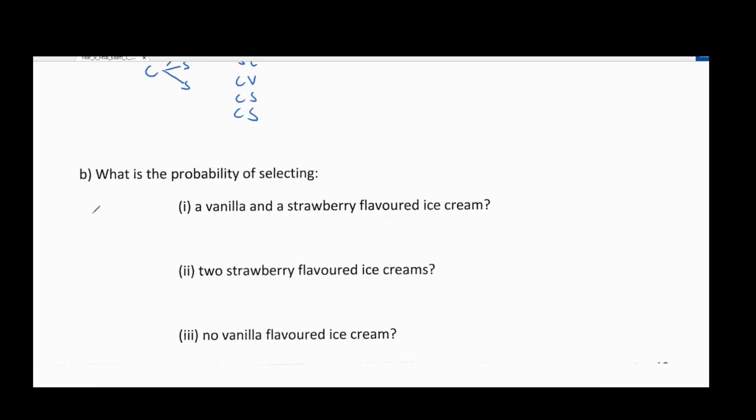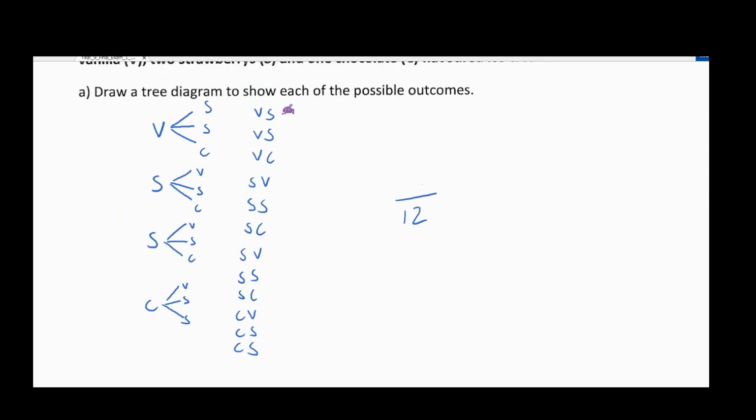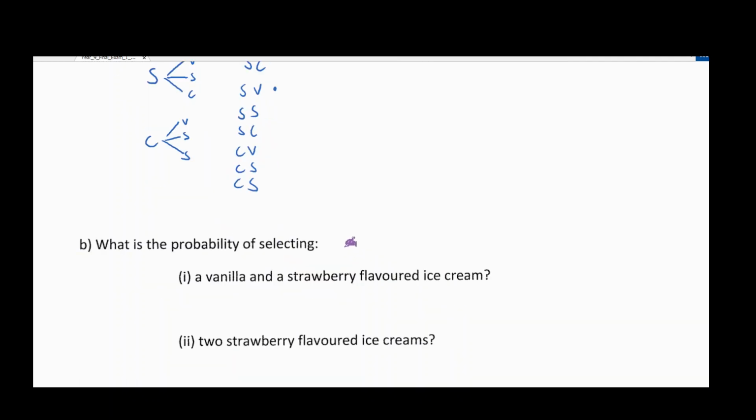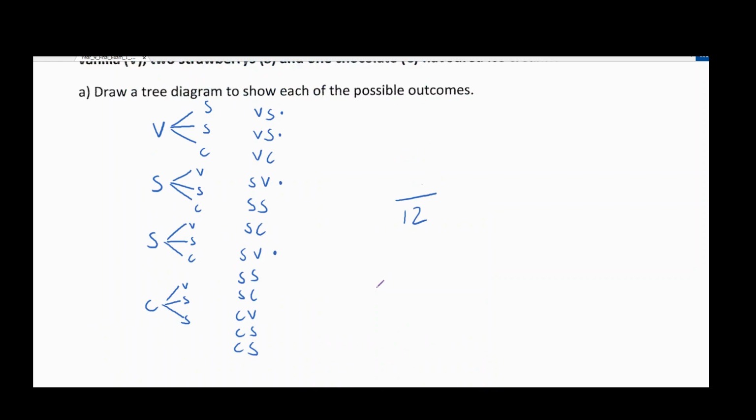What's the probability of selecting a vanilla and a strawberry flavoured ice cream? So let's look for that. Vanilla and strawberry. So there it is. Another one. And that's it. It's 1, 2, 3, 4. 4 out of 12. So 4 over 12, which is 4 divided by 12, which is a third, 0.3 recurring.